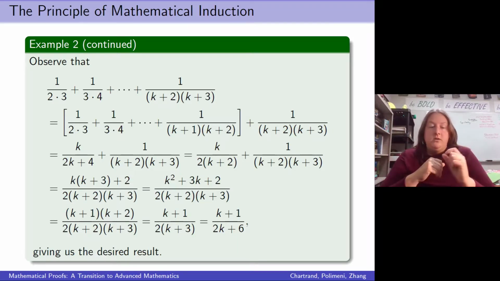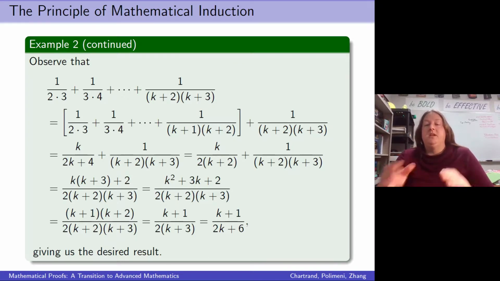Now, I can notice that 2 times k plus 4 is equal to 2 times the quantity k plus 2. And that's helpful because finding a common denominator, I notice that they both already have a k plus 2 in the denominator. So I simply need to get a k plus 3 into the denominator of the first term and a 2 into the denominator of the second term. When I do that, I get in my numerator k times the quantity k plus 3 from my first fraction and a plus 2 from the second fraction. And my common denominator becomes 2 times the quantity k plus 2 times the quantity k plus 3.